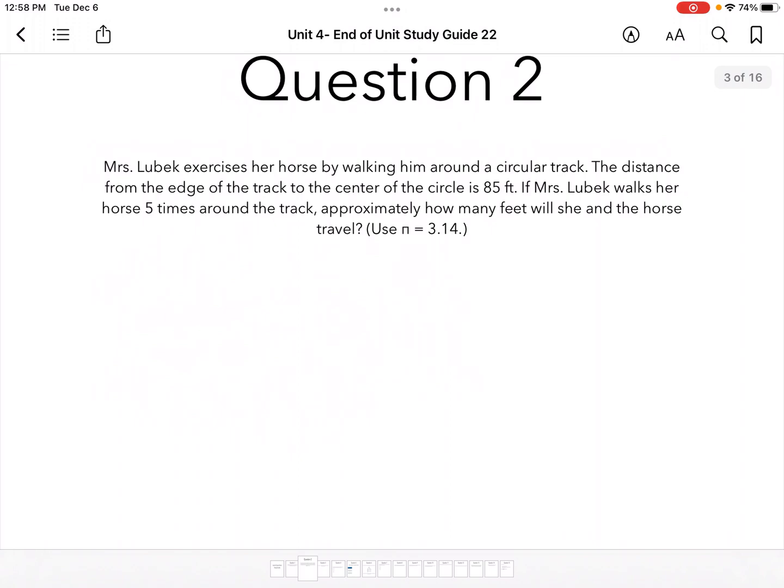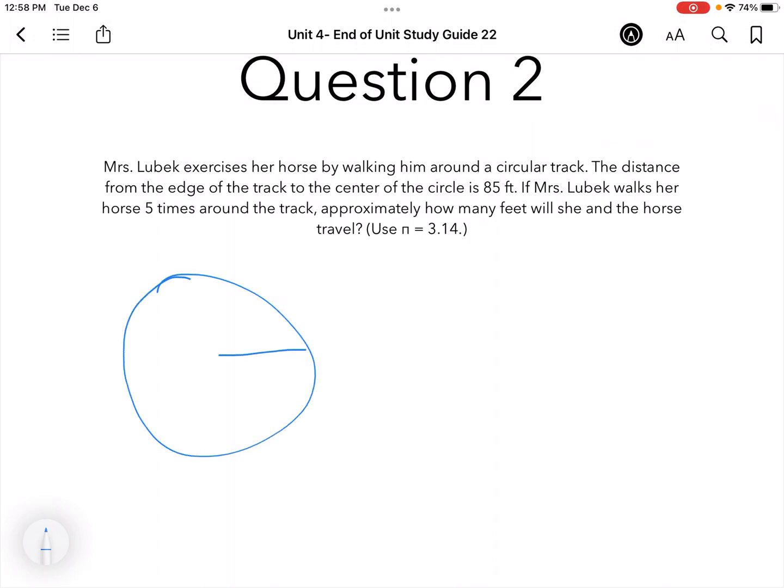All right, question 2. Mrs. Lubeck exercises her horse by walking him around in a circular track. The distance from the edge of the track to the center is 85 feet. So we have a circular track. From the center to the outside edge is 85, so that's our radius. If she walks her horse 5 times around the track, approximately how many feet will she and her horse travel? So to get the diameter, I'm going to do 85 times 2.